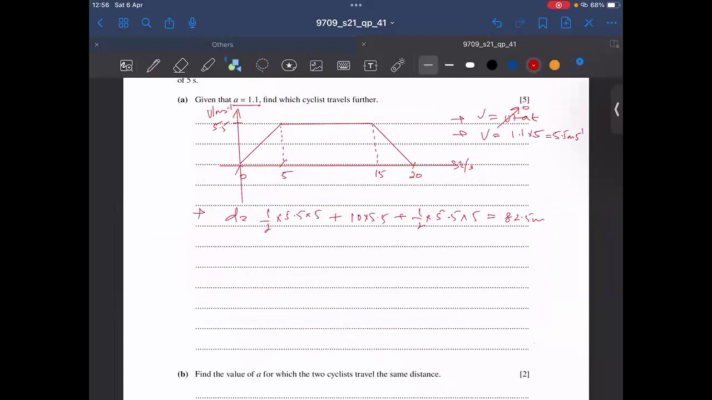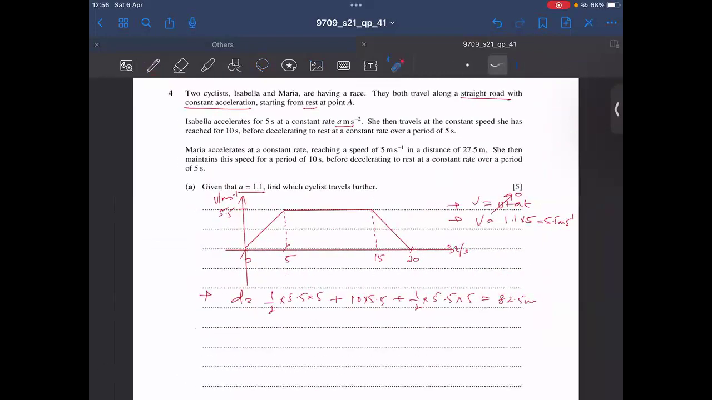Anyways, for Maria, the highest speed is V equals 5. So the distance is going to be half times 5 times 5.5, that is 27.5. She then maintains the speed for a period of 10 seconds. Again, 10 into 5, before decelerating to rest at a constant rate over a period of 5 seconds.